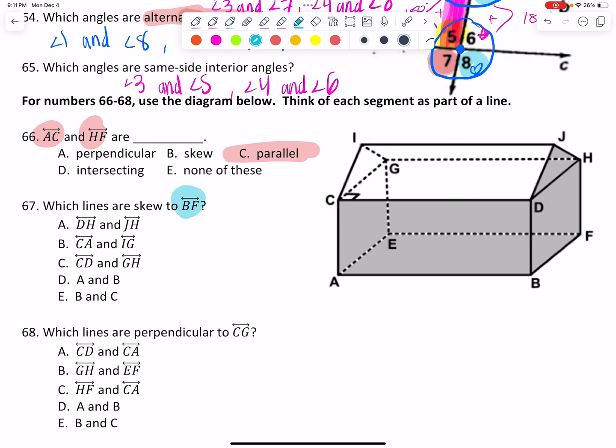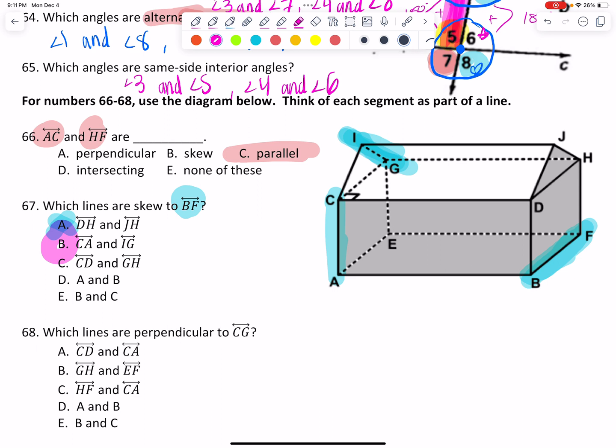Which lines are skew to BF? So here's BF. Skew means they never cross, but they're not parallel, so they're not facing the same way. So DH is parallel, so I'm going to cross that one out. I know it's not that one. CA, that looks skew. It's never going to cross it, but it is not touching it. So let's also check IG again. So I'm thinking it's B. Never crosses, but is also not facing the same direction.